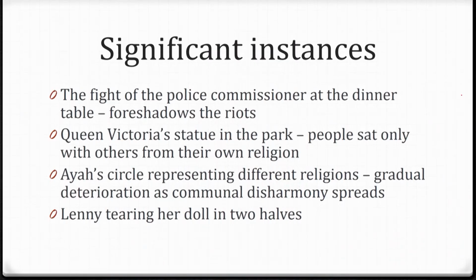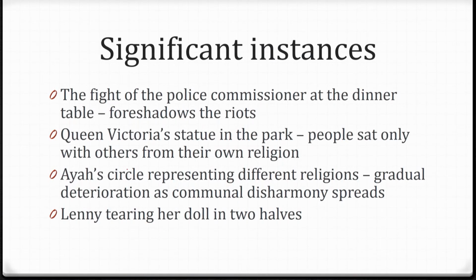in the context of such tragic situations. There are certain significant instances which deserve particular attention from our side. For example, at the outset of the novel itself, there is an instance where we witness a fight of the police commissioner at the dinner table, and we also get to know that this foreshadows the event of riots in some form or the other. And the Queen Victoria statue in the park, which remains as an imposing symbol of the colonial empire, is an important iconic symbol throughout the novel.